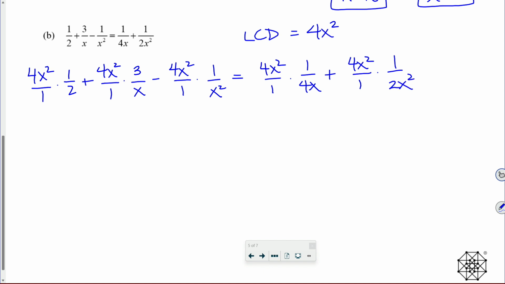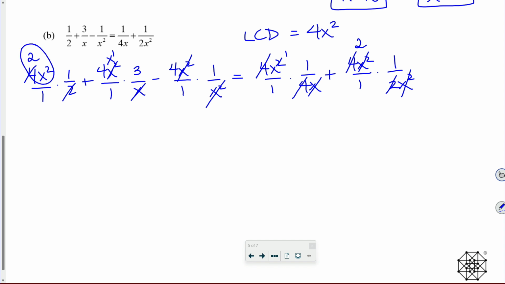Here we go. In our first term, we have a 2 canceling into a 4, leaving us with a 2. In our second one, we have an x canceling into an x squared, leaving me with an x to the first. In the third expression, we have an x squared and an x squared, leaving me just with the 4. On the other side of the equation, we have a 4 canceling a 4 and an x to the first canceling with an x to the second, leaving me with only x to the first. Here we have an x squared canceling an x squared and a 2 going into a 4, leaving me with just the number 2.